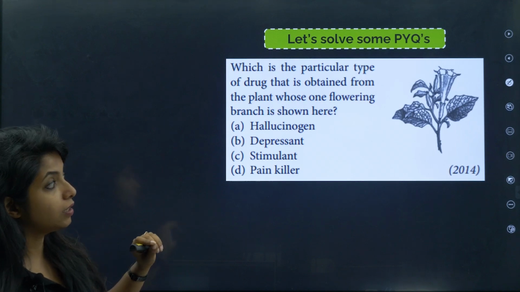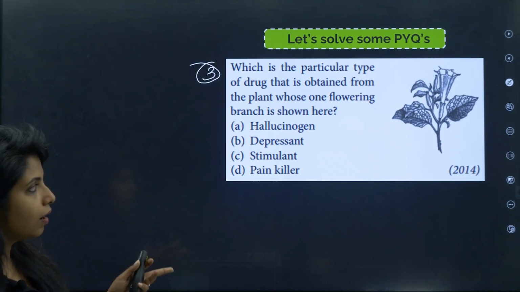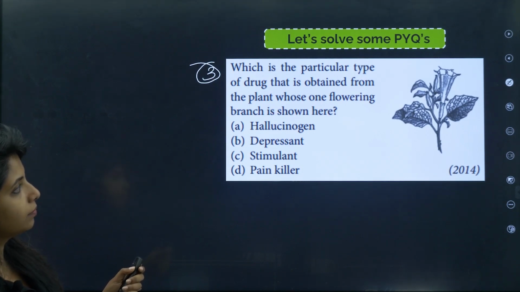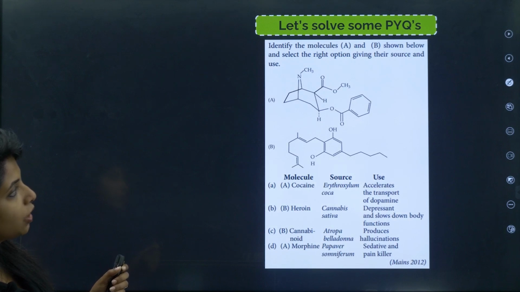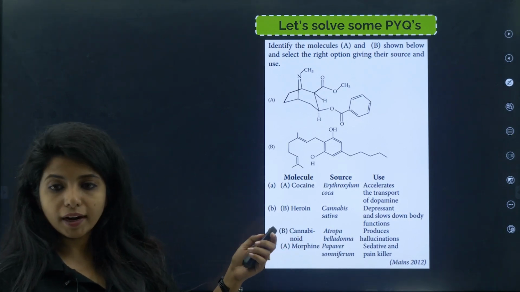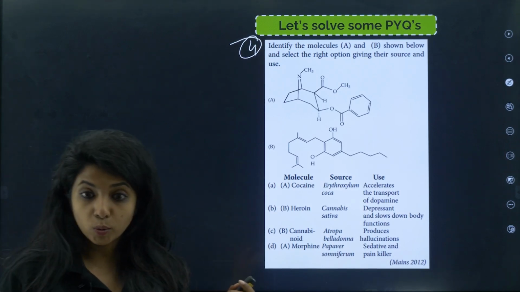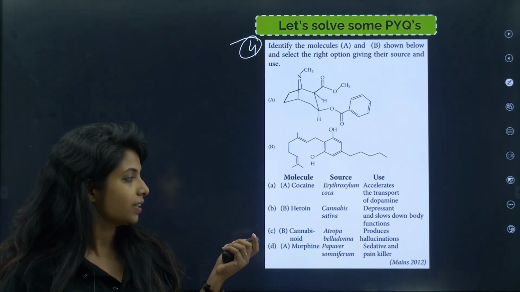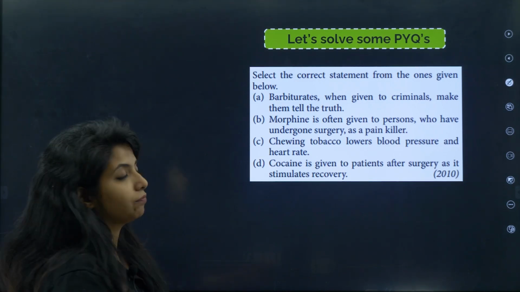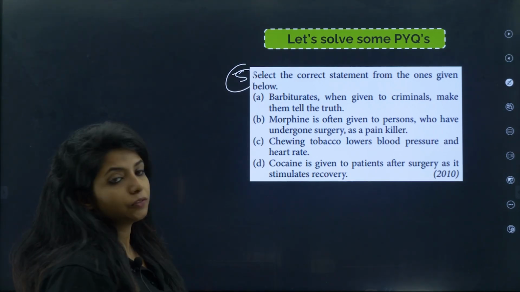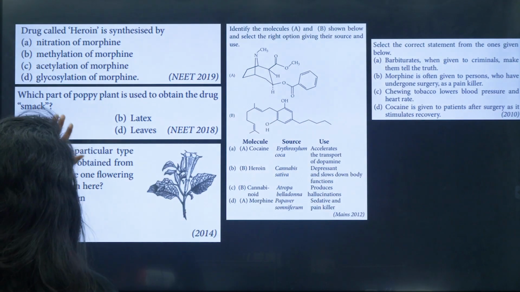What is this particular plant? Listen, I told you, right? Questions have come on the basis of diagram. So, we do not know. Going ahead. Identify the molecules A and B shown below and select the right option giving their source. So I might go ahead, but you can still pause the video and do the question and tell me the answer. Okay, now itself. Okay, select the correct statement from the given ones. This is 5th, and the 4th one is this. Okay, now let's start solving the questions over here.